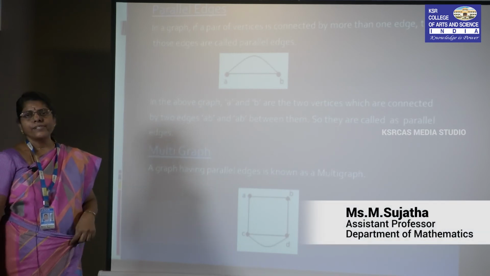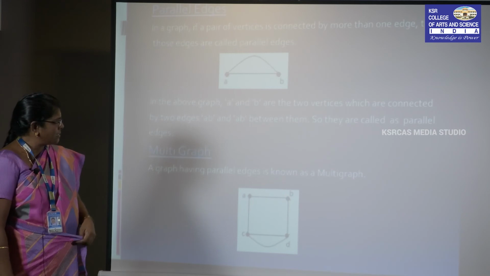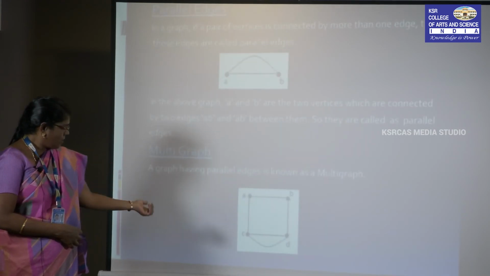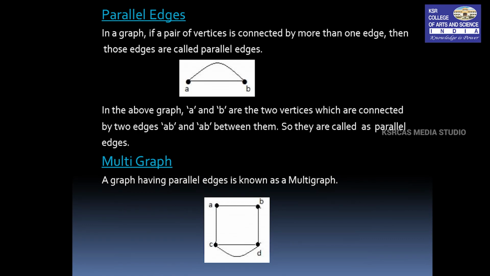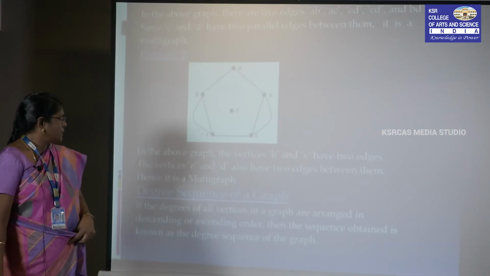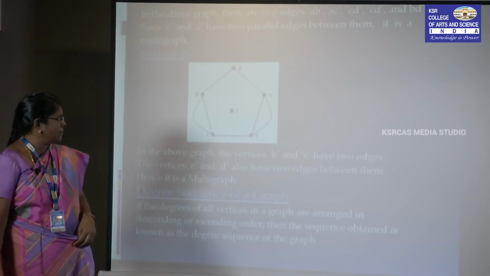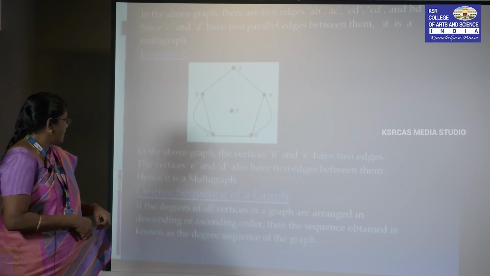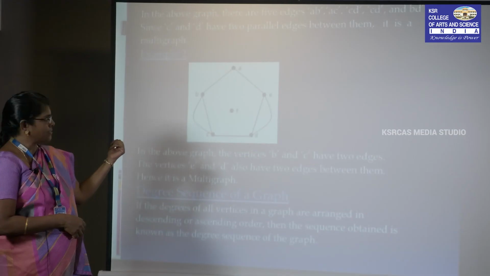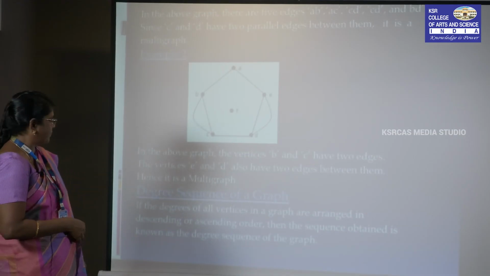Multigraph. Multigraph is a graph where parallel edges occur. In this graph, C and D are connected by parallel edges, so this graph is called a multigraph. In this example, the vertices B and C have two edges. The vertices E and D also have two edges between them, hence it is a multigraph. This is another example for multigraph.